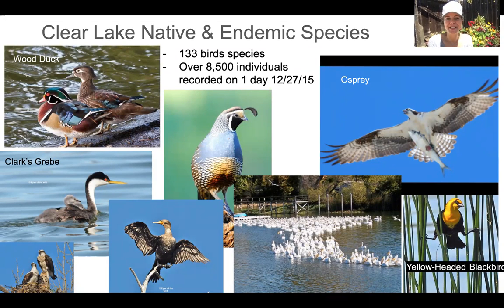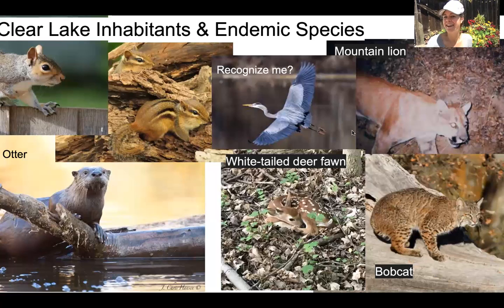Let's talk about the native species at Clear Lake. We've got osprey, yellow-headed blackbird, pelicans, lots of birds, wood duck, Clark's grebe. The bird in the middle is your state bird. Oh, I know, I can't do it. Quail. I was doing it earlier. It's the quail, California quail. You should know it. Also here, we might have mountain lions, bobcats, white-tailed deer fawn, squirrels and chipmunks.